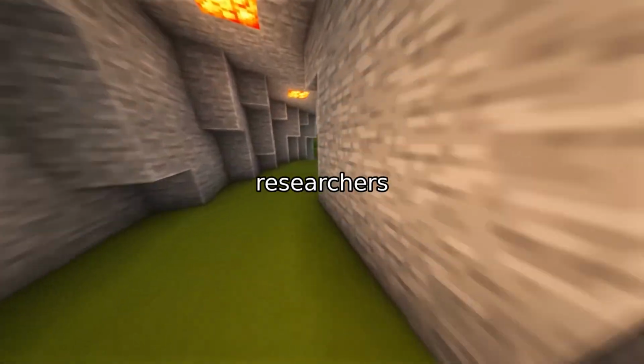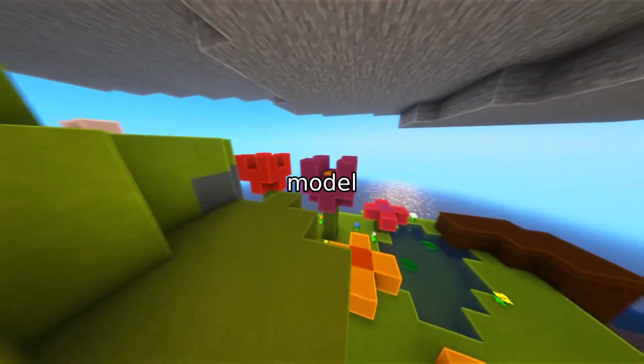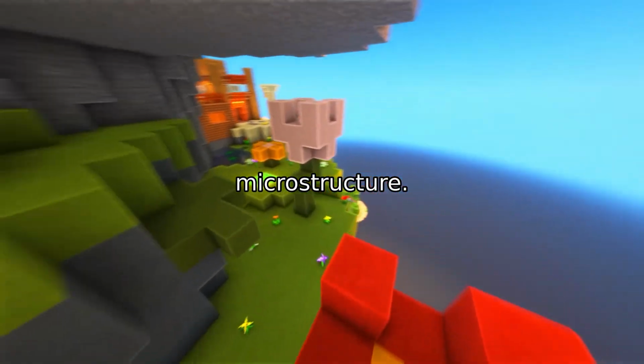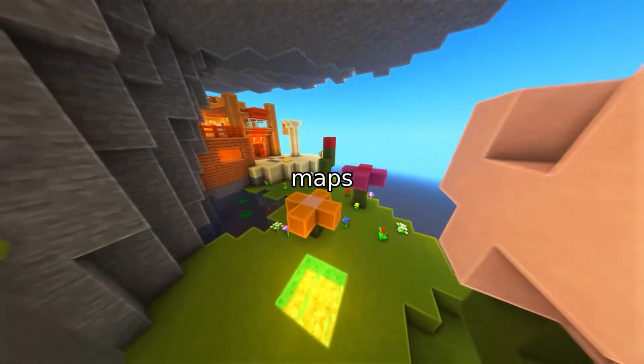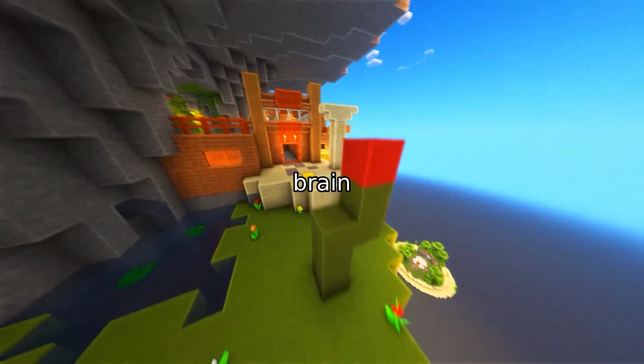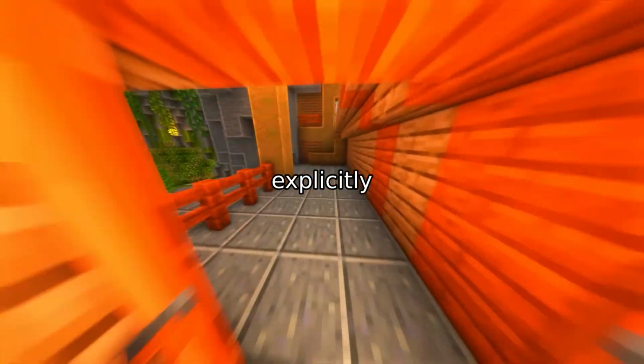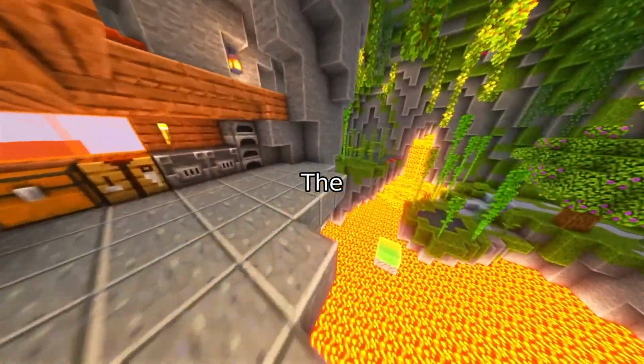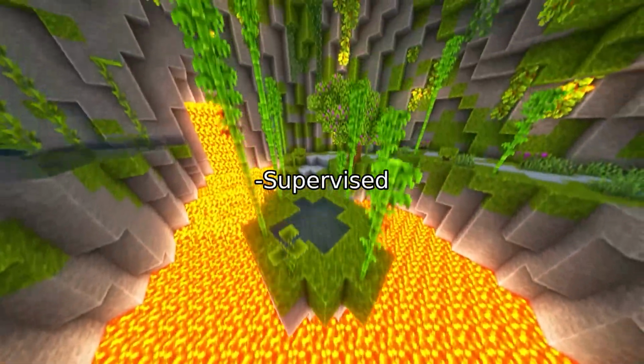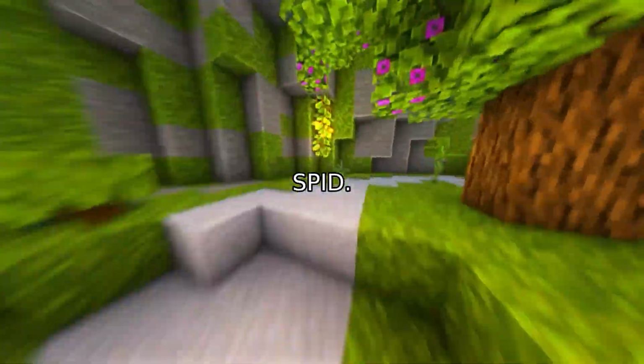To solve this, researchers introduced BrainFIBRE, the first foundation model dedicated to brain tissue microstructure. Instead of treating the three NODDI maps as a single concatenated input, BrainFIBRE treats them as distinct modalities and explicitly models how they interact. The core innovation here is a framework called Self-supervised partial information decomposition, or SPID.